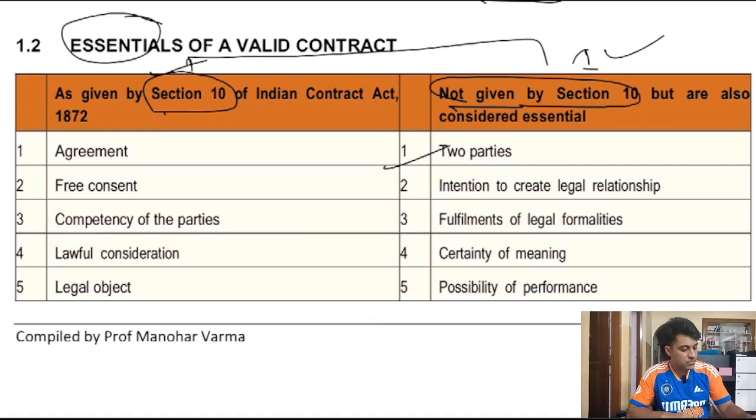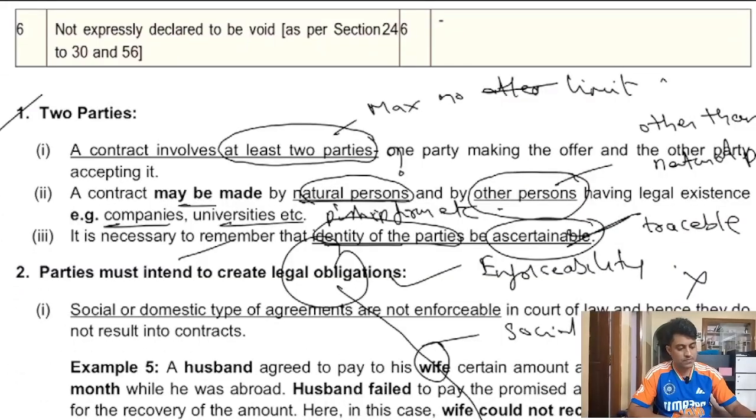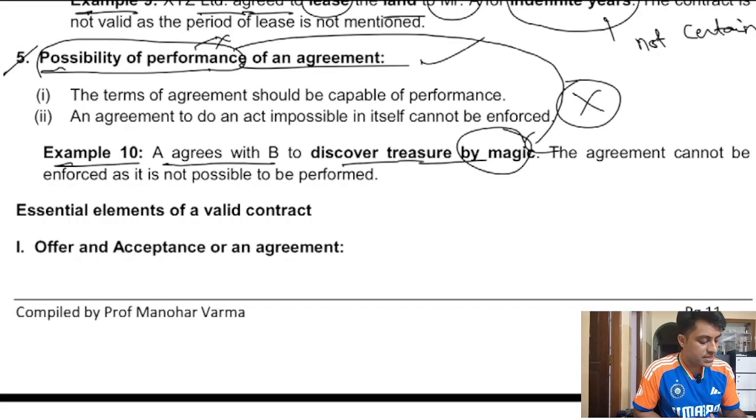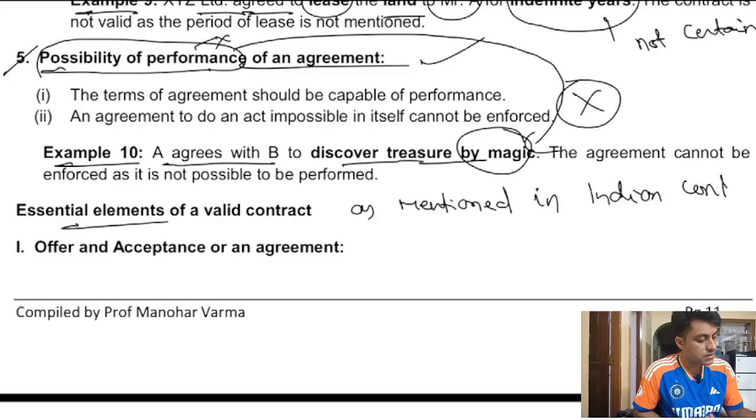Yeah, now let us come to this section. This section 10 talks about the essentials which are exclusively given in the Indian Contract Act. So what are those things? We will quickly see it now. These are basically essential elements as mentioned in the Indian Contract Act. So basically it is mentioned in section 10.